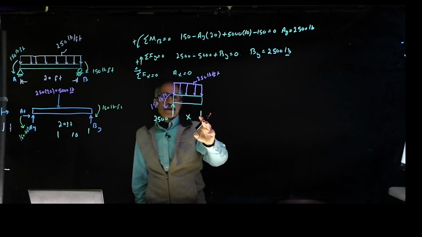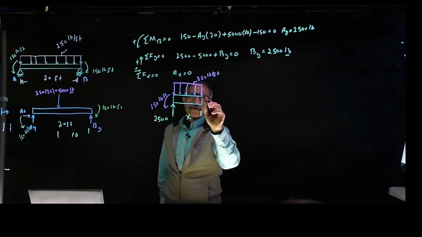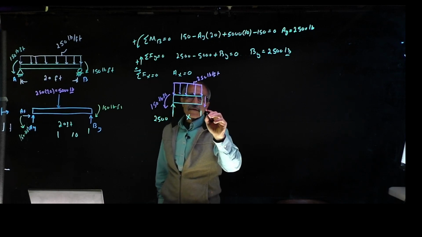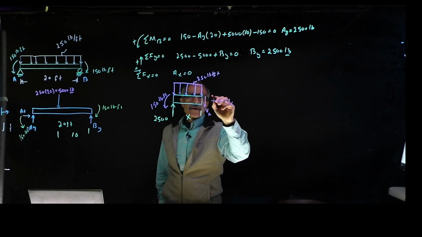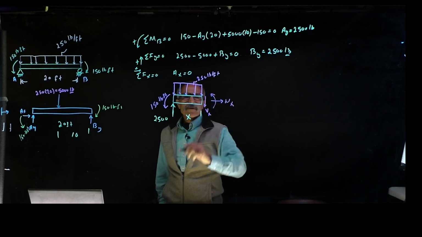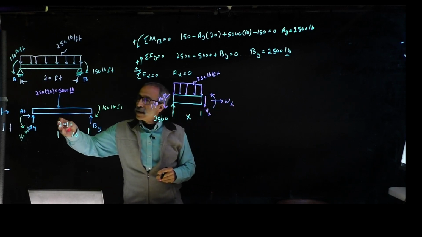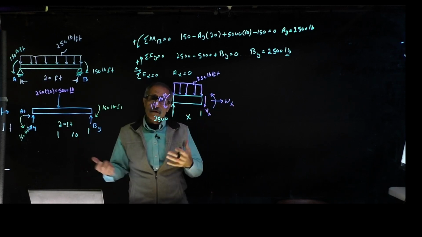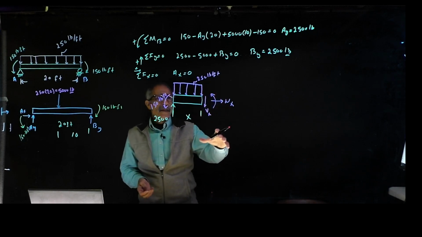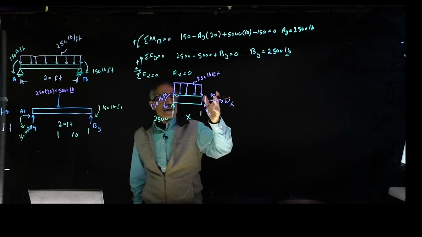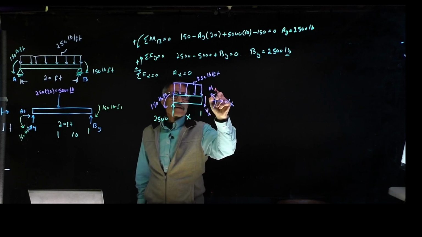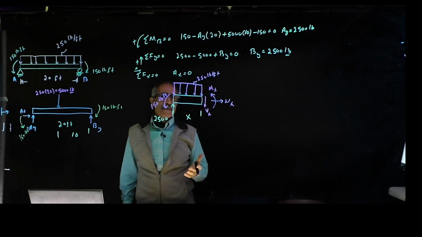And on this side, because we cut it, we replace with three forces: shear force, let's call this Vx, and then we have Nx, and then we have a moment. When you make the cut here, you replace with those three forces, the shear, normal, and moment. Let's call this Mx. And I think we got everything.